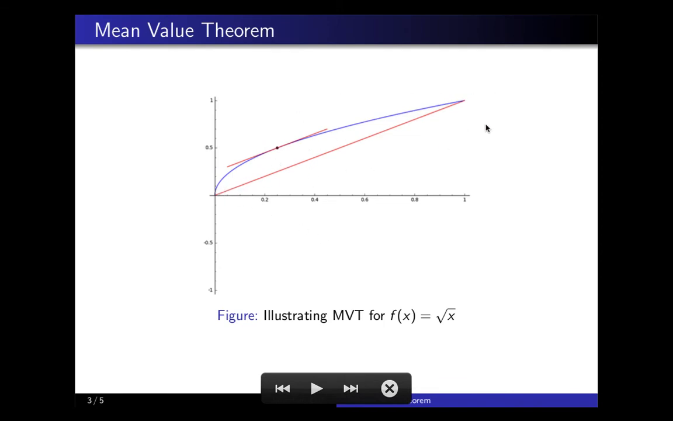Right, so here we have a plot for the square root of x in blue. The red line is just the secant line connecting the two endpoints, and what we see here is that at a quarter, the tangent line is parallel to the secant line. So in other words, we found a point where the instantaneous rate of change and the average rate of change are the same thing. The instantaneous rate of change at a quarter is the average rate of change over the interval 0 to 1.